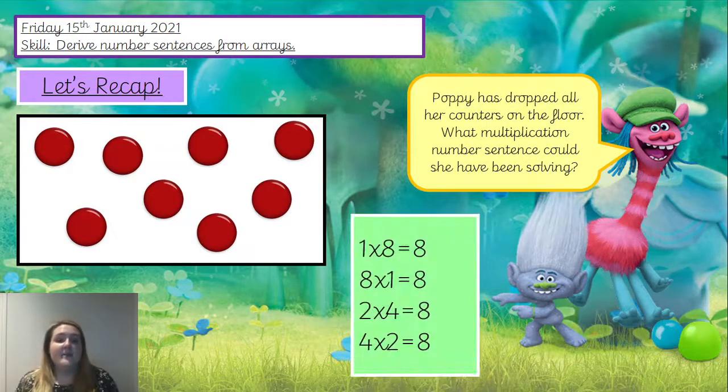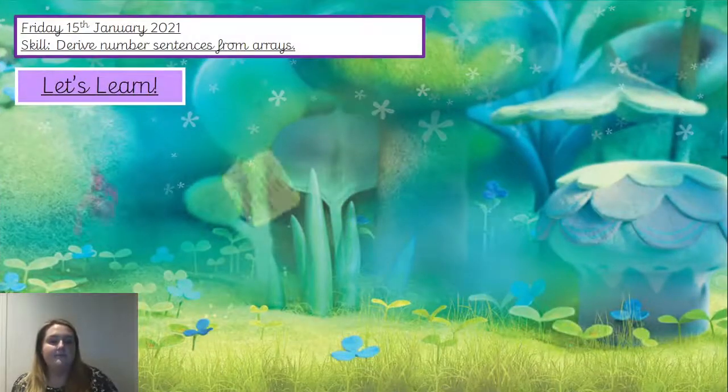Okay, so it could have been 1 times 8 equals 8, or 8 times 1 equals 8. Could also have been 2 times 4 equals 8, or 4 times 2 equals 8. So we can really see the commutative law, where we're swapping those numbers over and getting the same answers. We swap the 1 and the 8 over to get 8, and we also swap the 2 and the 4 over, and we still get 8.